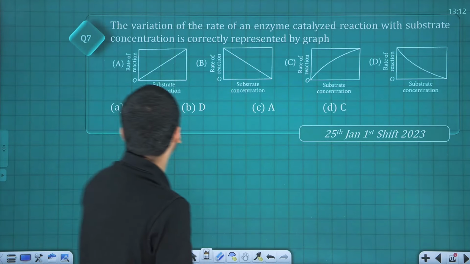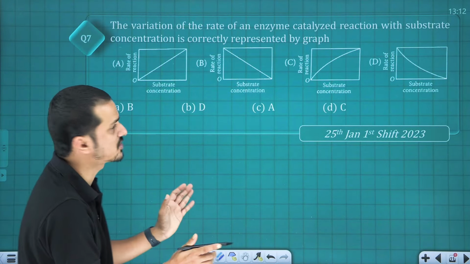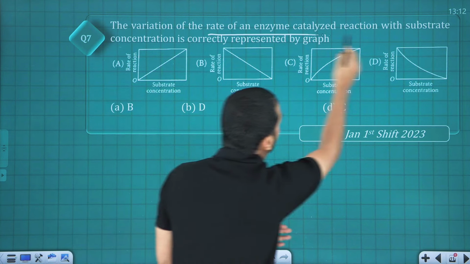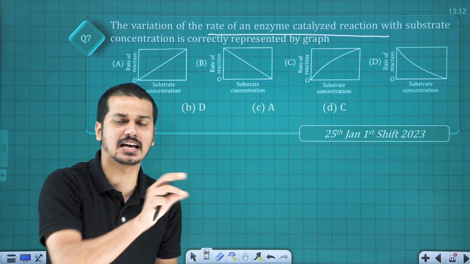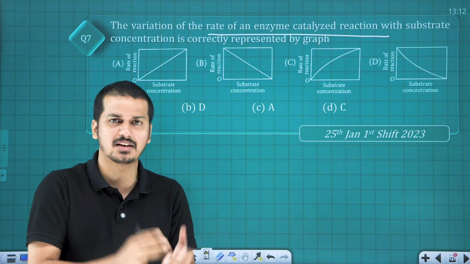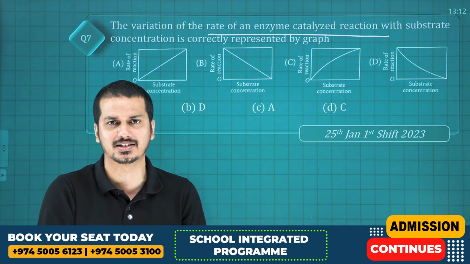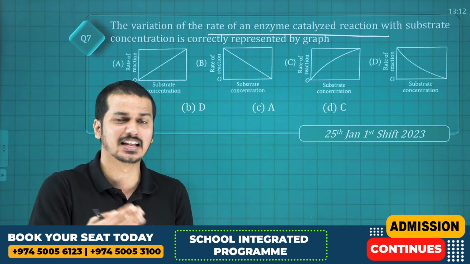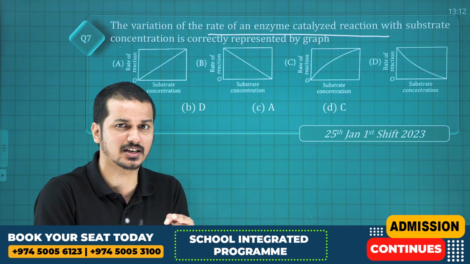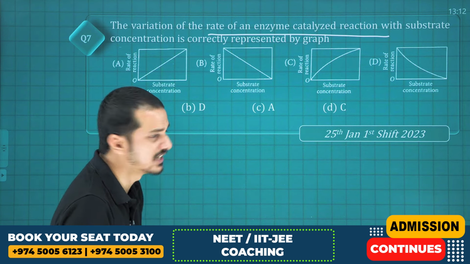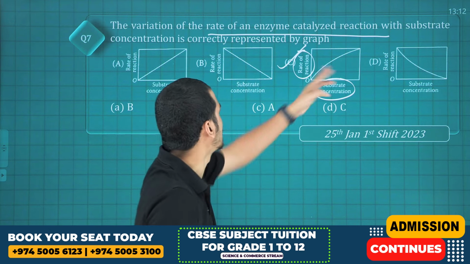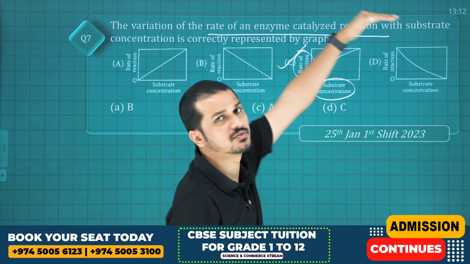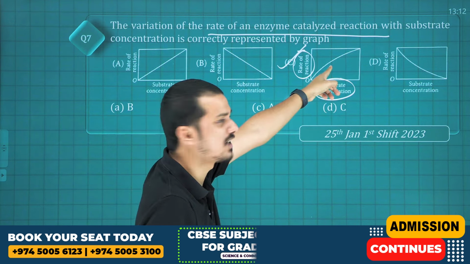This is the next question. What about the question? The variation of rate of an enzyme catalyzed reaction. Enzyme means a biological catalyst. Whenever you add enzyme to a reaction, as substrate concentration increases, rate of reaction will increase. So only option C, where it increases exponentially. So option C will come.